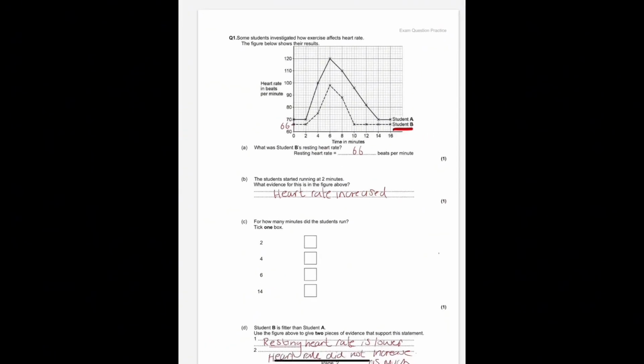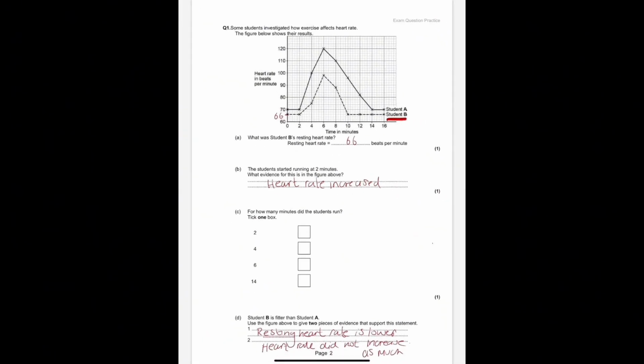Okay, let's move on to the next question. The student started running at 2 minutes. What evidence for this is in the figure above? We can see that at 2 minutes over here, the line is getting a bit steeper, and it's much steeper for student A in comparison to B. But now we know that they are exercising because the heart rate is increasing. So the heart rate increased, and that will get you 1 mark.